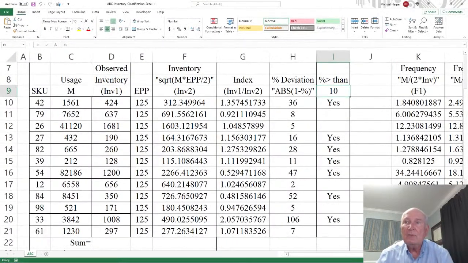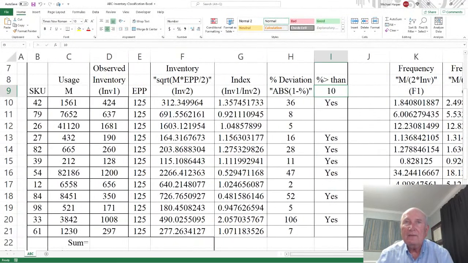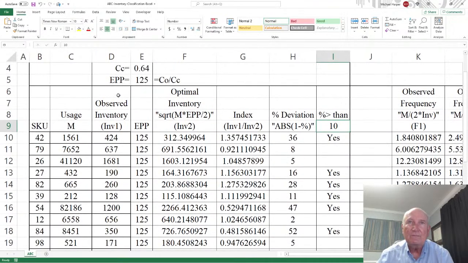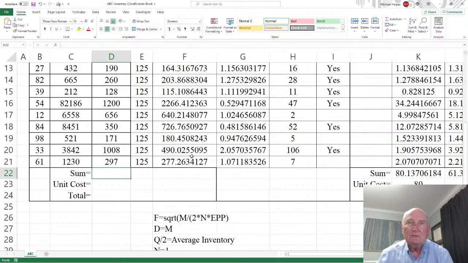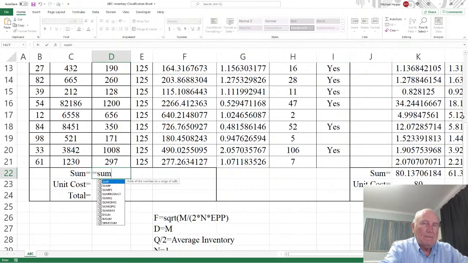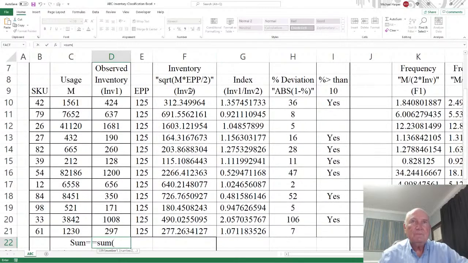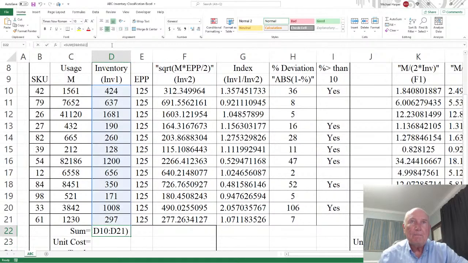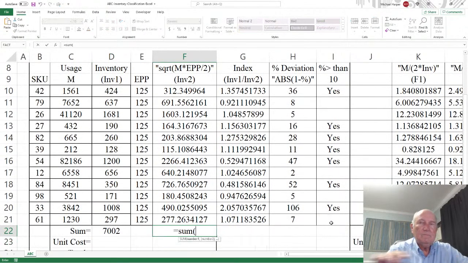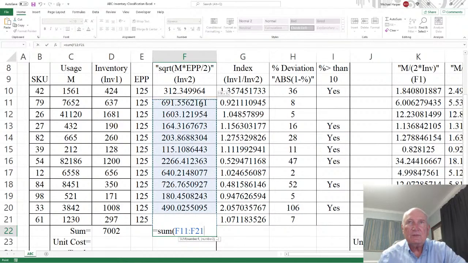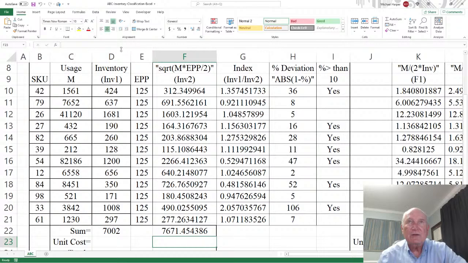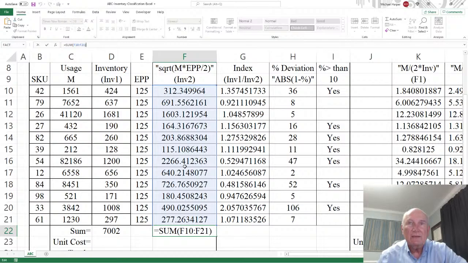Okay. Well, over here, this is going to be our observed inventory. Carrying cost is 0.64. So let's sum our inventory. Sum this. Okay, make sure I got it right. All of them. Yes, I did. And let's sum our optimal inventory. Right here and go all the way up to the top. Let's make sure I got all of that. Yep, I summed it all.